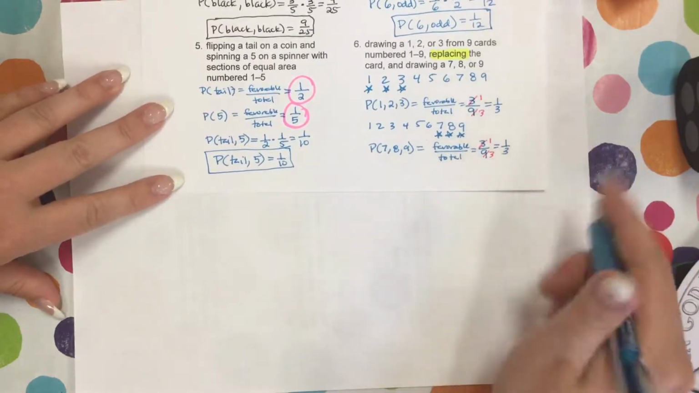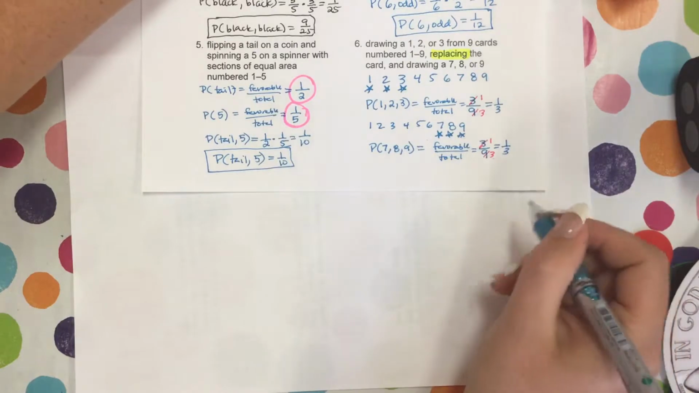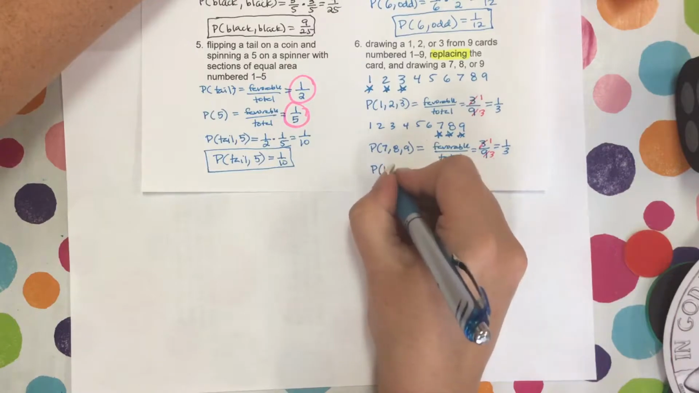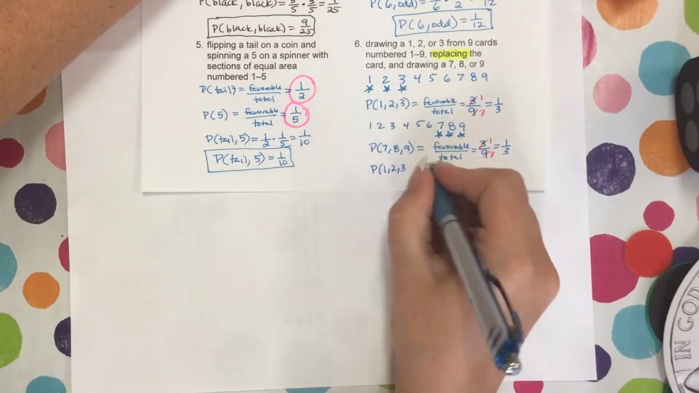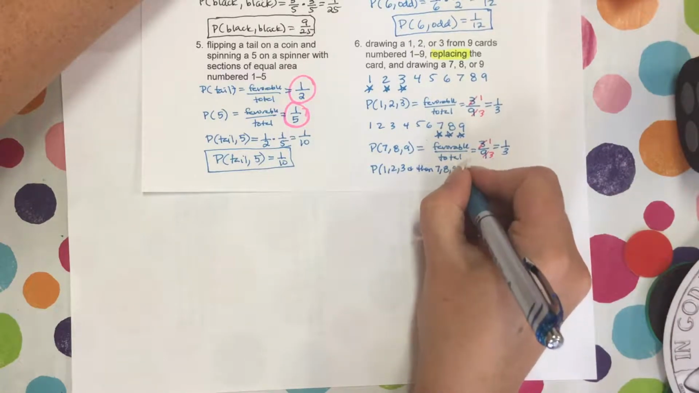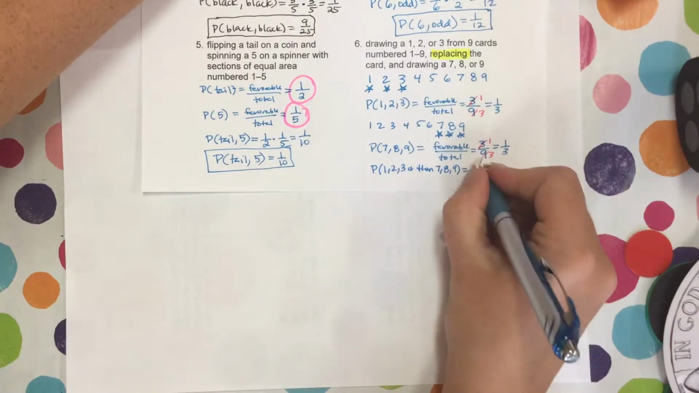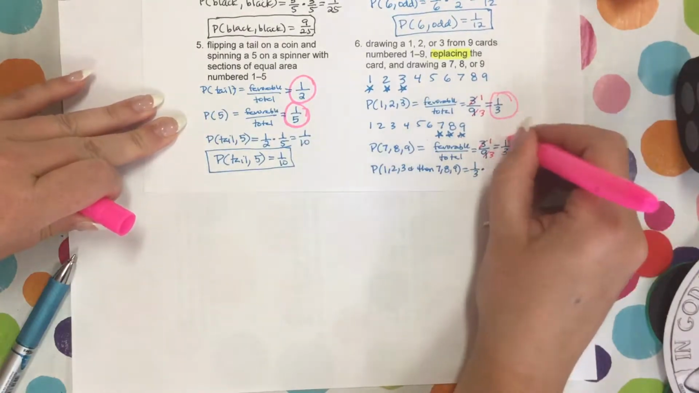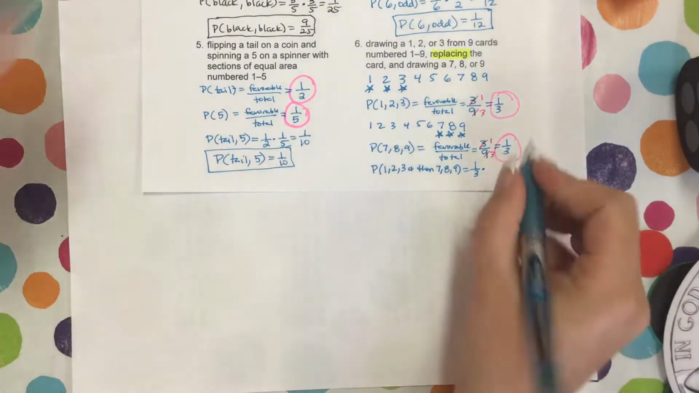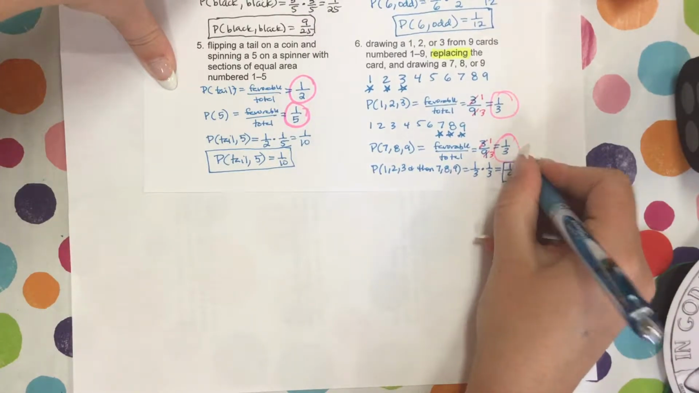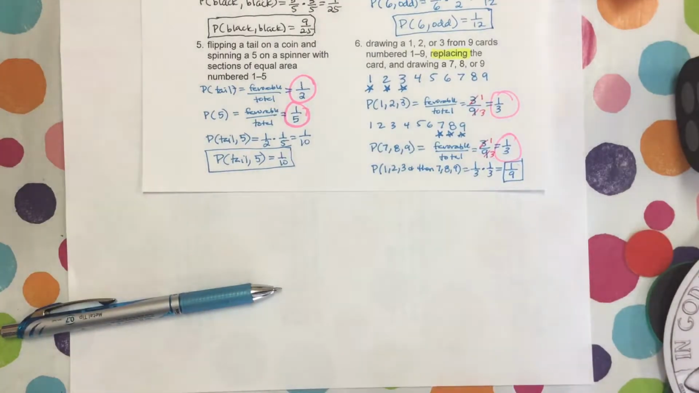Which means that the probability of drawing a 1, 2, or 3, and then a 7, 8, or 9 is found by taking 1/3 and multiplying it by this 1/3, which ends up being 1/9. So that's the probability. If you got that one right, awesome job. Okay, let's move on to the next page.